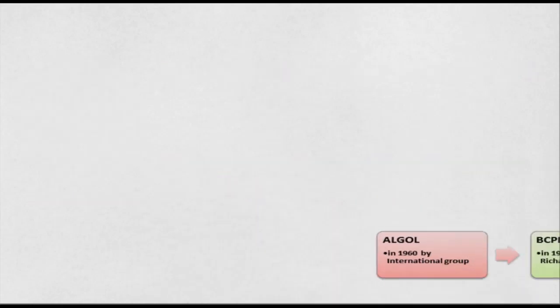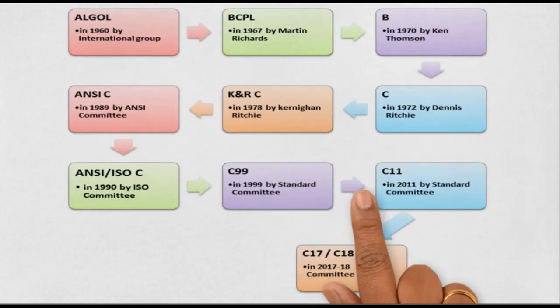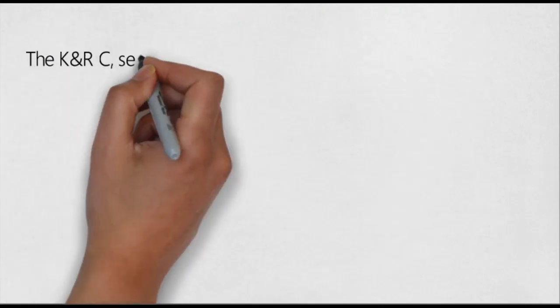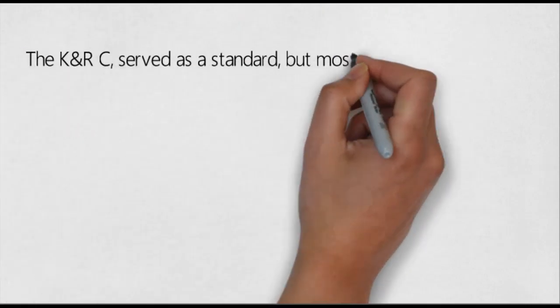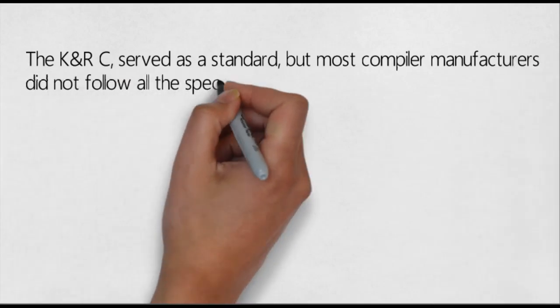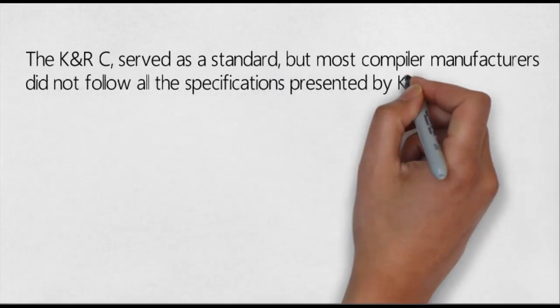Until the past few years, no absolute standard for the C language existed. The C programming language by Kernighan and Ritchie, that is K&R, served as a standard, but most compiler manufacturers added extensions and did not follow all the specifications presented by K&R.